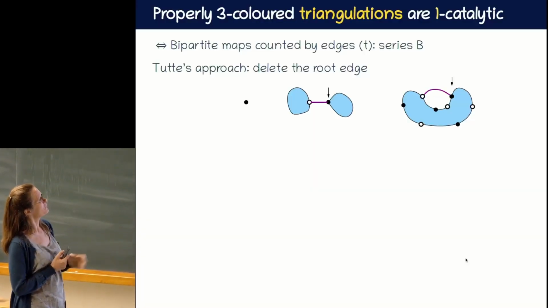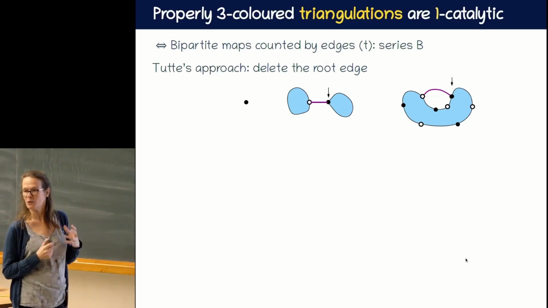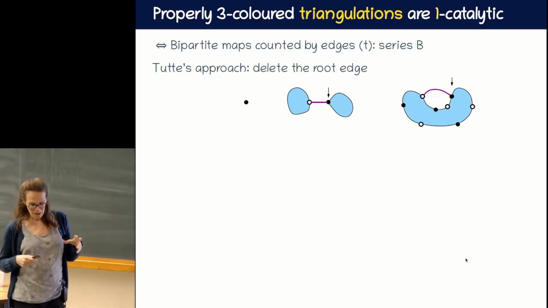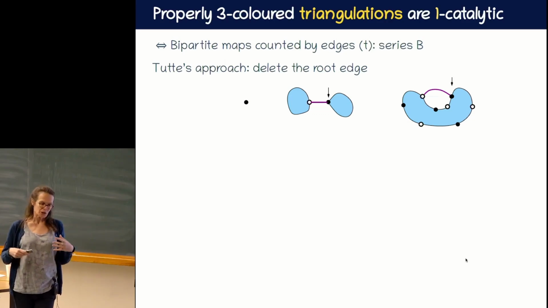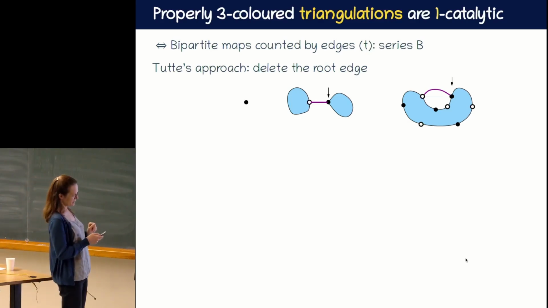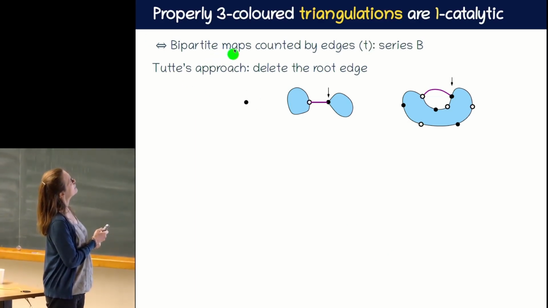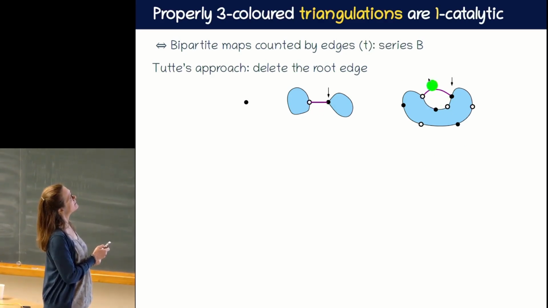I claim that the first problem, properly three-color triangulations, is one catalytic. What do I mean by that? I mean that there is a way to approach this counting problem which involves adding one additional statistic. I will get into some details. We've seen already that this counting problem is equivalent to counting bipartite maps, with vertices colored in two colors, by edges. So we have a series B, depending on a size variable t.